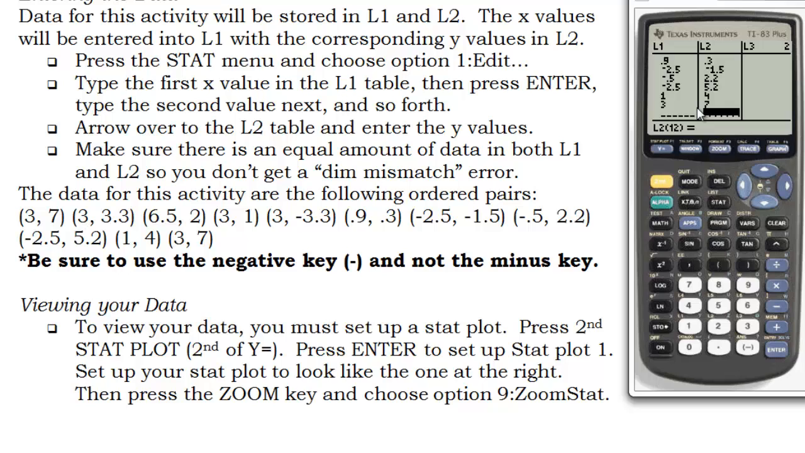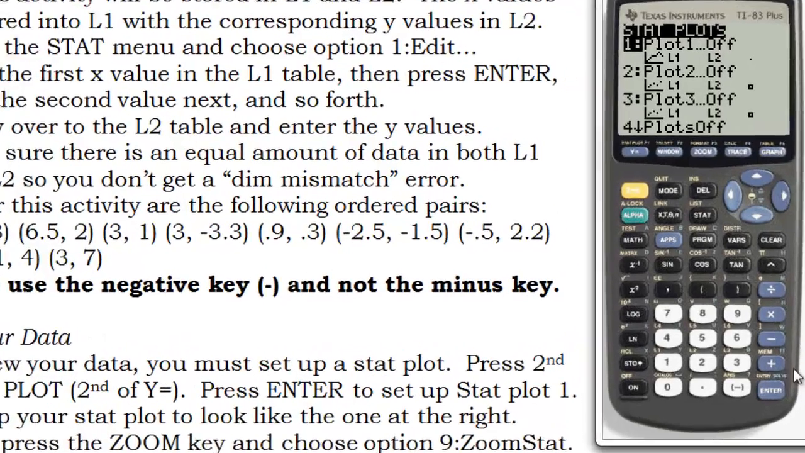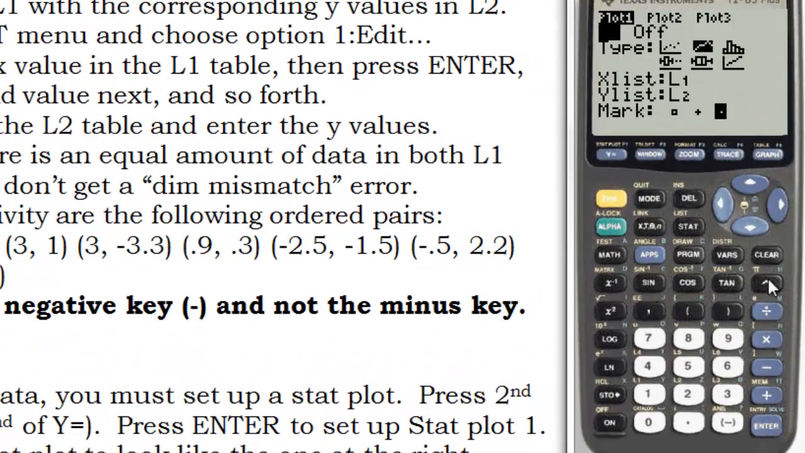Then to actually look at the graph, what you're going to do is click second and stat plot, second of Y equals. You want to make sure that this first plot is turned on with a connected line using the X values from L1, the Y values from L2, and this third mark over here, points instead of plus signs or boxes.